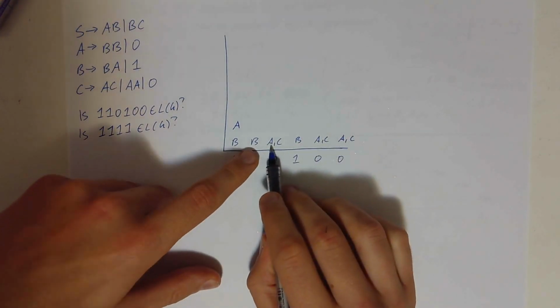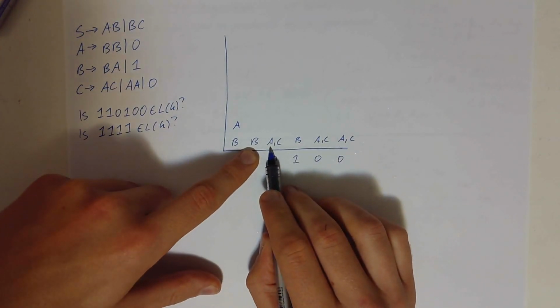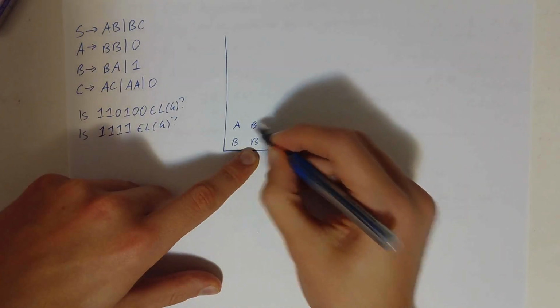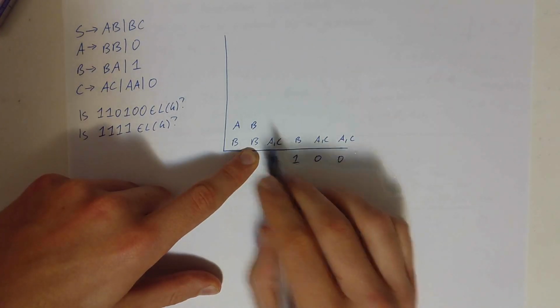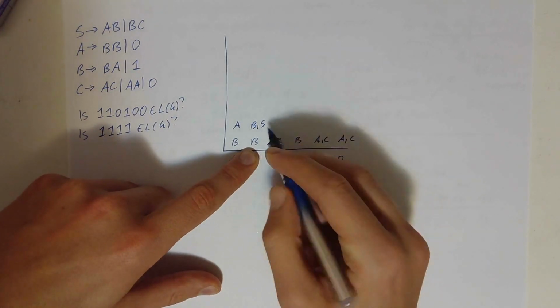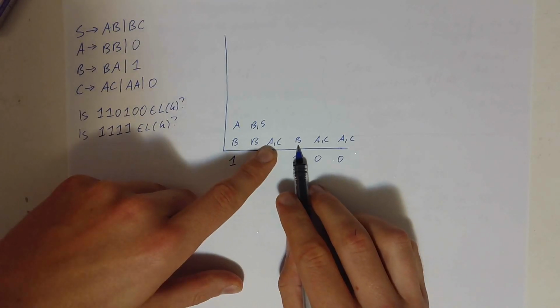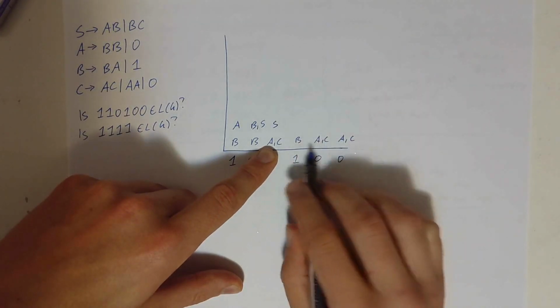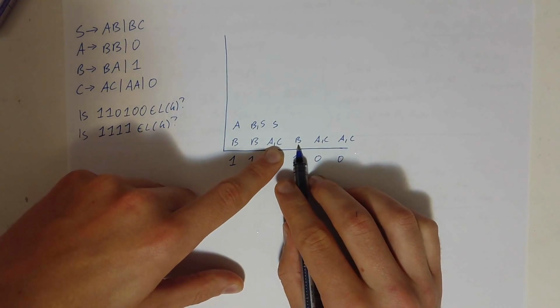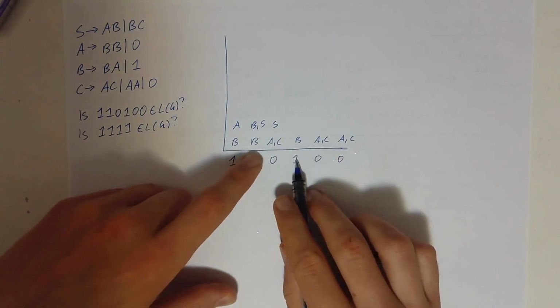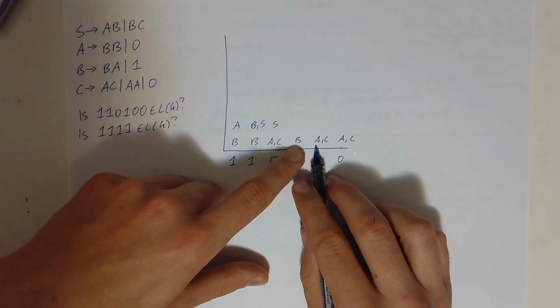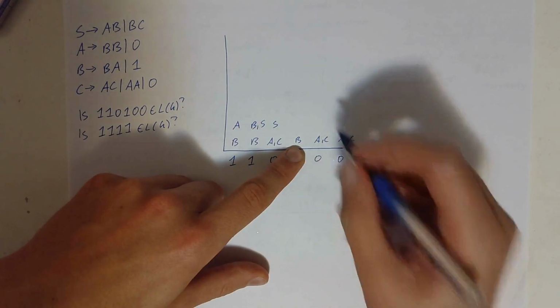Move to the next. What can produce BA? B can. What can produce BC? S can. So we get B or S in this set here. Move on. What can produce AB? S. What can produce CB? Nothing. So we just get S. Moving on. What can produce BA? B can. What can produce BC? S can. So we get B, S.